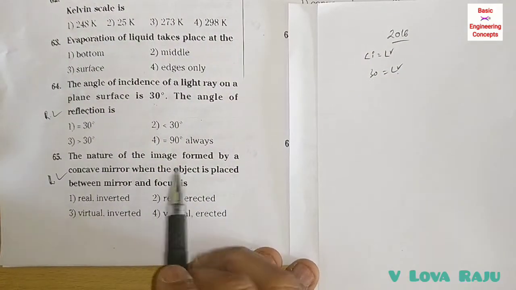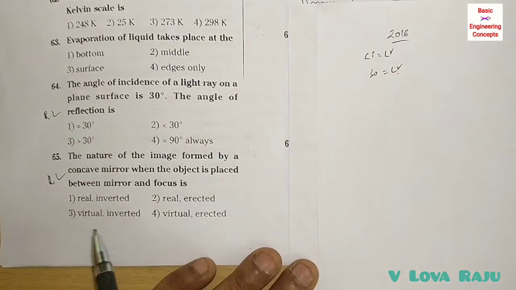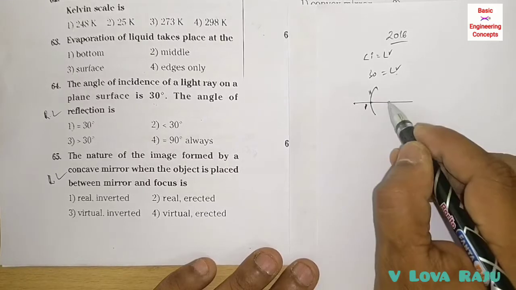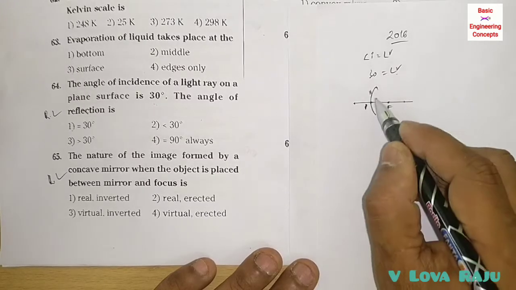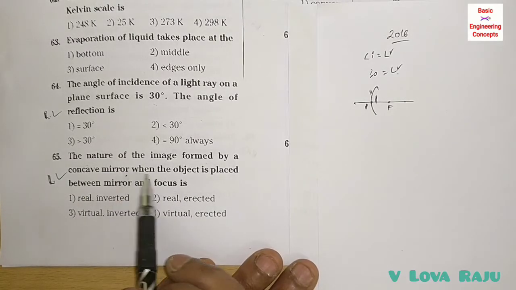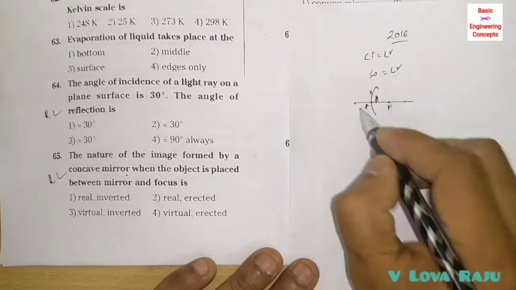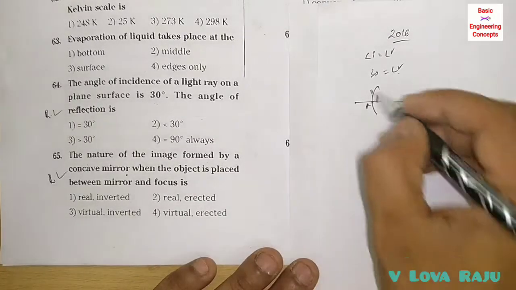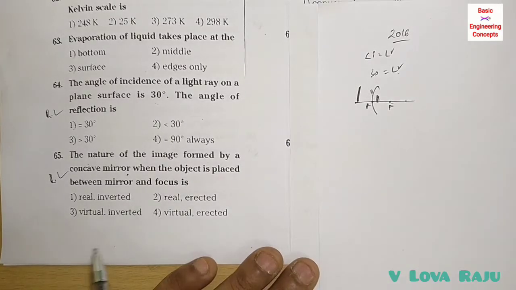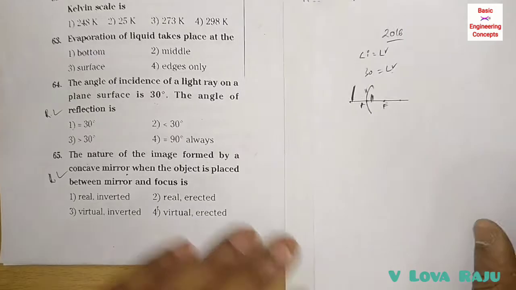The nature of the image formed by a concave mirror when the object is placed between the mirror and the focus. Here, when the object is placed between the pole P and the focus F, the image is erect and virtual. Erect image and virtual image. Virtual and erect. Option 4 is correct.